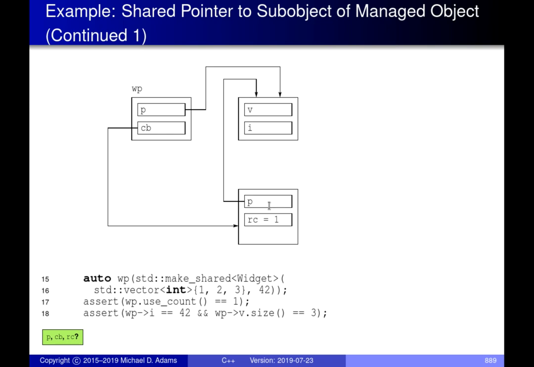And similarly, the control block is also pointing to this widget as well. And we have a reference count of 1 because there's only one shared pointer object that's referring to this control block. So if we check the use count on wp, it's equal to 1. It's basically this value here.